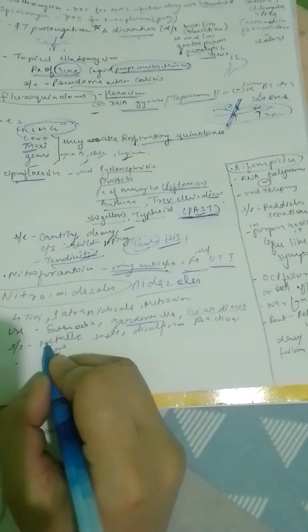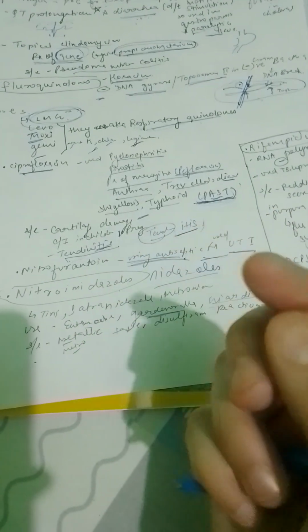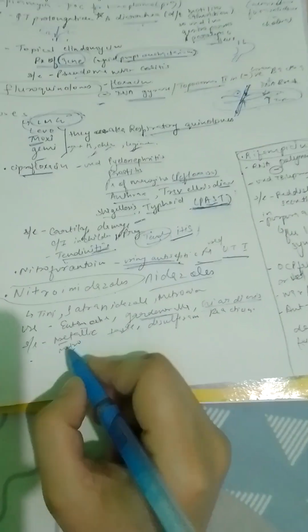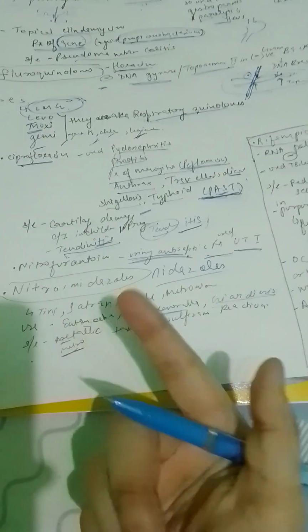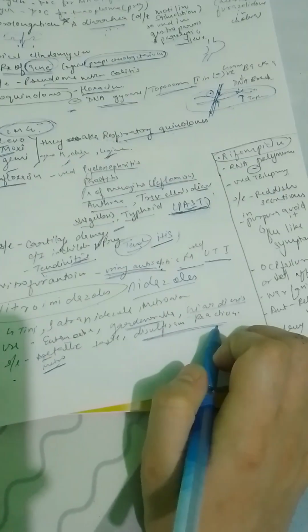For example there will be a metallic taste. If the patient is on a nidazole, the patient will complain of feeling a metallic taste. So we can remember as a mnemonic: metronidazole and metallic taste. Then it can also lead to a disulfiram-like reaction as a side effect of this group of antibiotics.